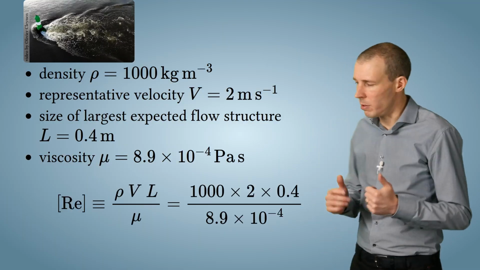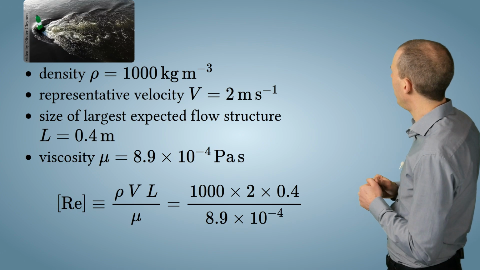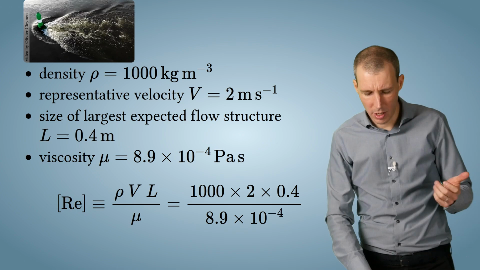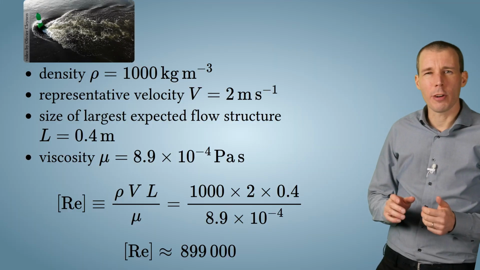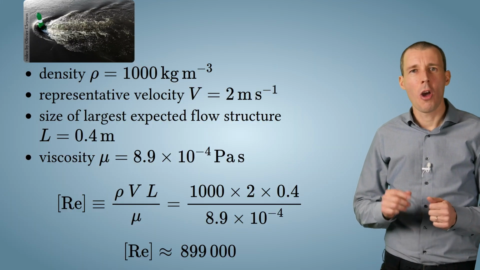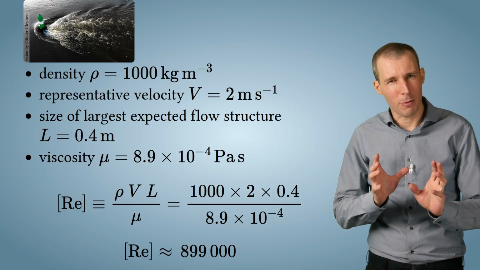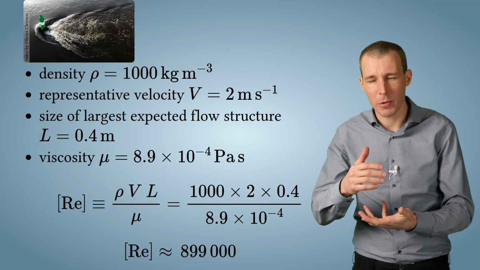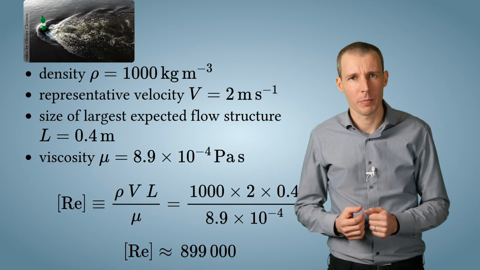Put these together in a fraction, rho v L divided by mu, and you get, in the end, about 900,000. Again, no unit. The Reynolds number is just a ratio of parameters with no dimensions of itself.